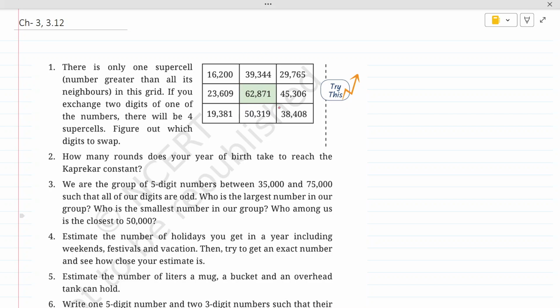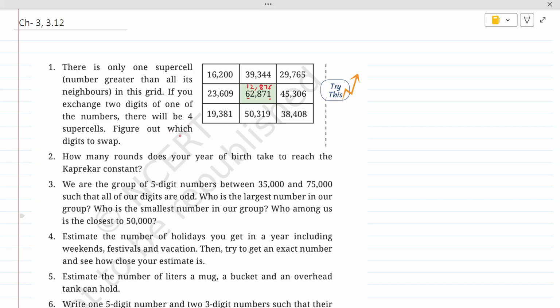So kids, what I'll do here is focus on this supercell and change the place of 6 with 1. So this number will change and it will become 1, 2, 8, 7 and 6. Do you understand what I have done? I have swapped, that is exchanged, the places of these two digits, 6 with 1. So 1 has come here and 6 has moved here. And the new number with us is 12,876.